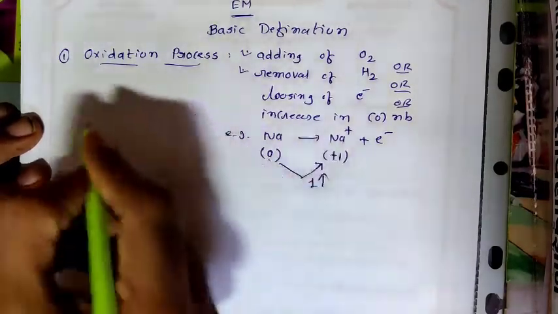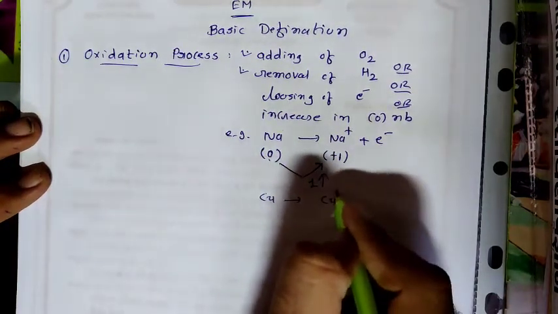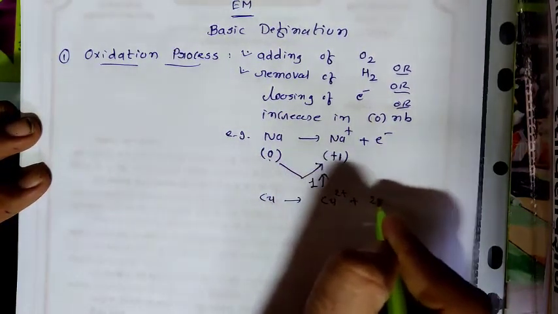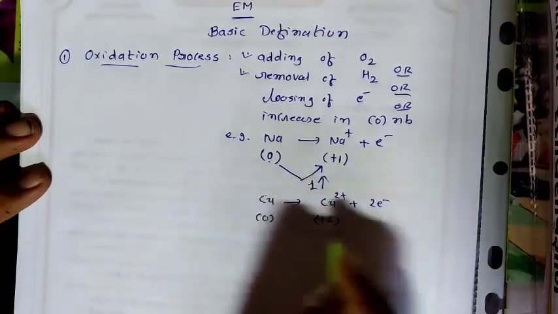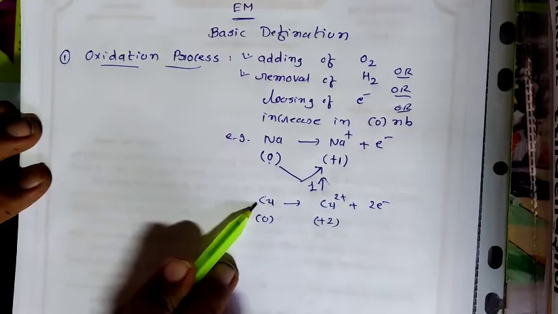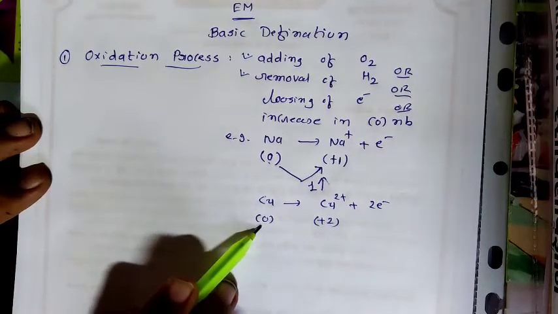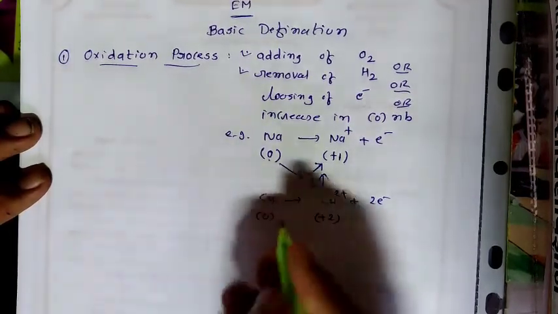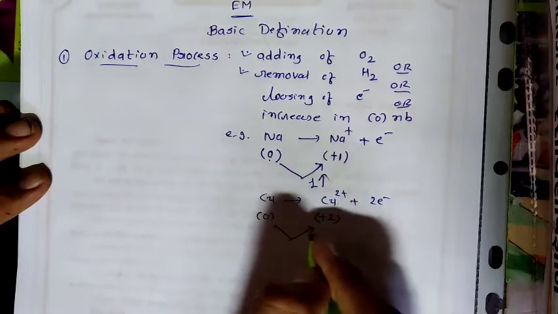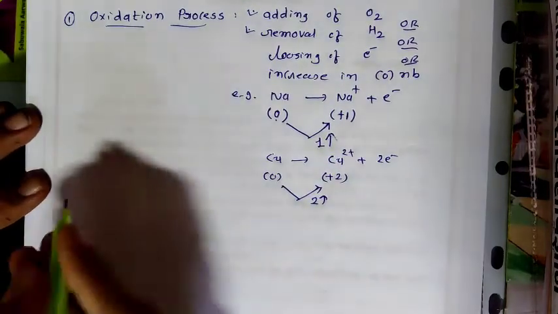Again, I will give you a second example. Cu gives Cu2 plus plus 2 electrons, 0 to plus 2. Why 0? Copper is a neutral atom. The charge on copper is 0, that's why its oxidation number is 0. While in Cu2 plus it is 2 plus, the oxidation number is plus 2. So it increases by 2, that is the oxidation process.